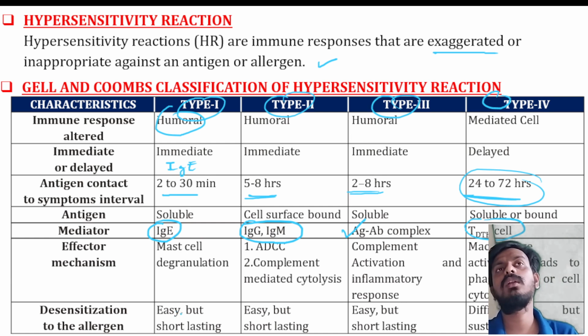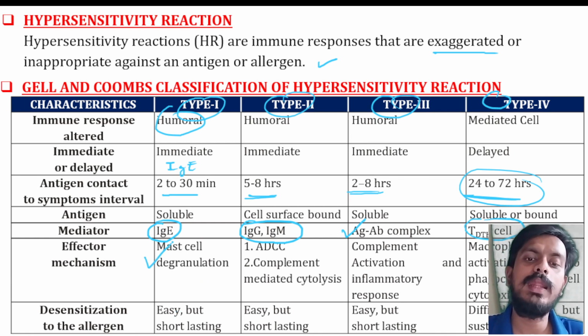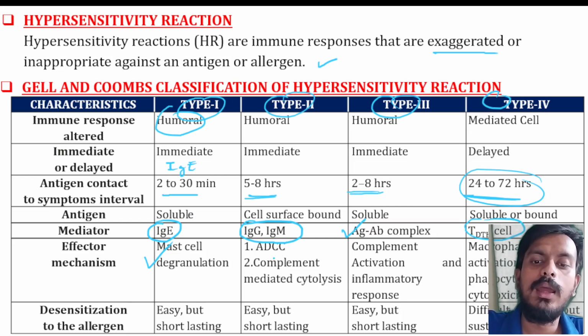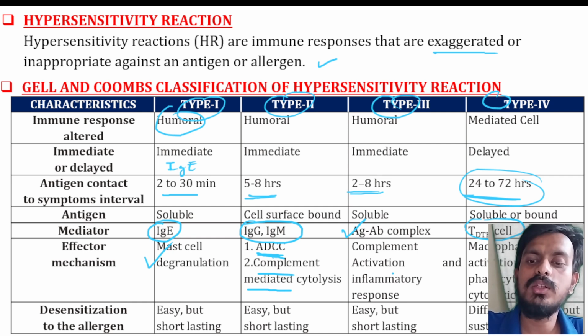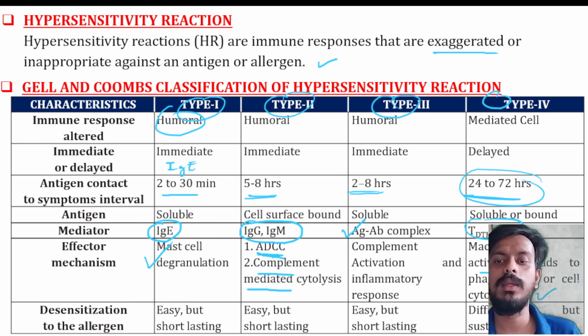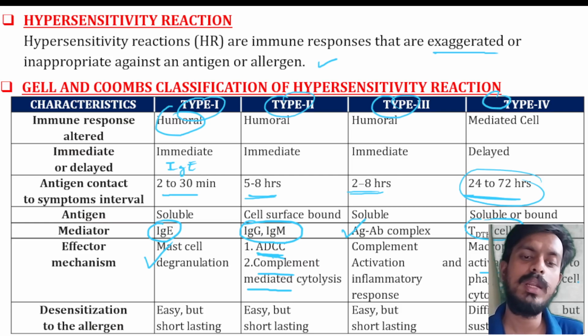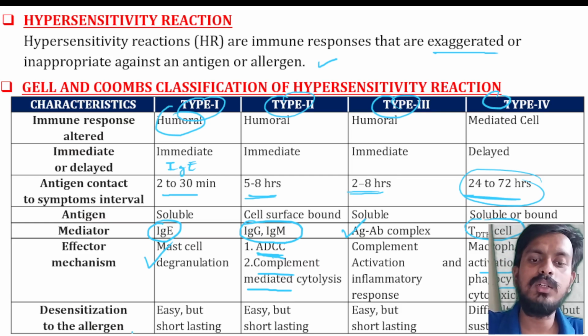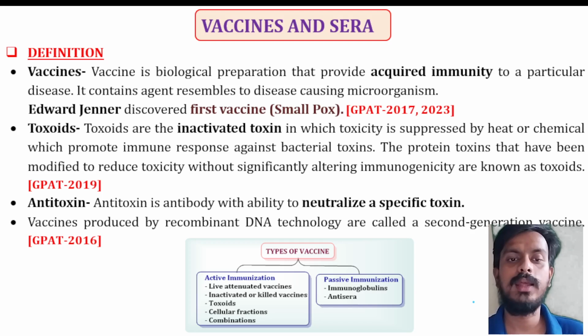The major effector mechanisms include mast cell degranulation in type 1; antibody-dependent complement fixation and complement-mediated cytolysis in type 2; complement activation and inflammatory response in type 3; and macrophage activation leading to phagocytosis and cell cytotoxicity in type 4. Desensitizing to the allergen is short lasting, but this is difficult and long lasting.